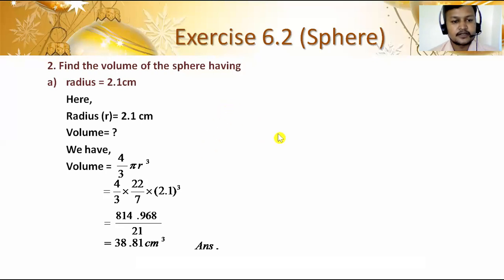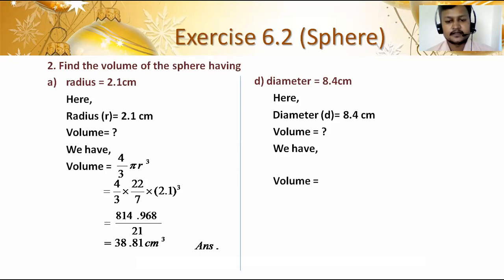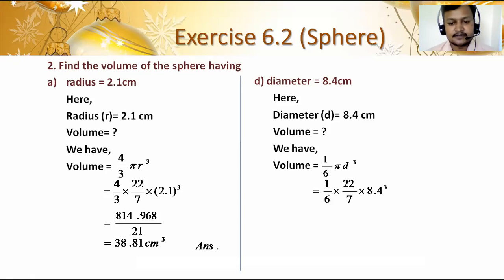Similarly, let's do one more question related to volume if diameter is given to us. The diameter given here is 8.4 centimeter, and we have to find out the volume. Do you know what is the formula for volume of sphere if diameter is given? Pi by 6 d cube, or 1 by 6 pi d cube. This is the formula. Put values of pi as well as d.